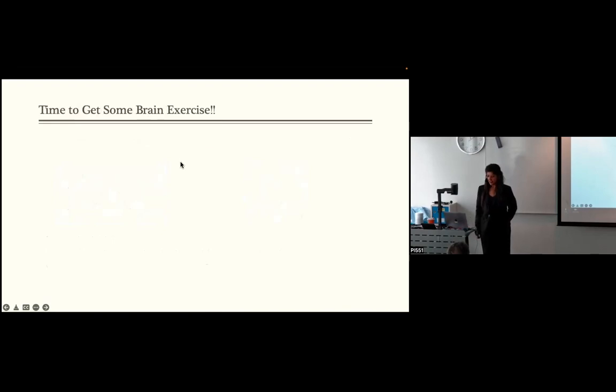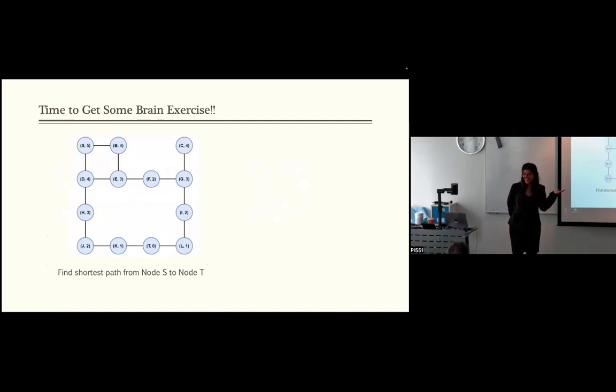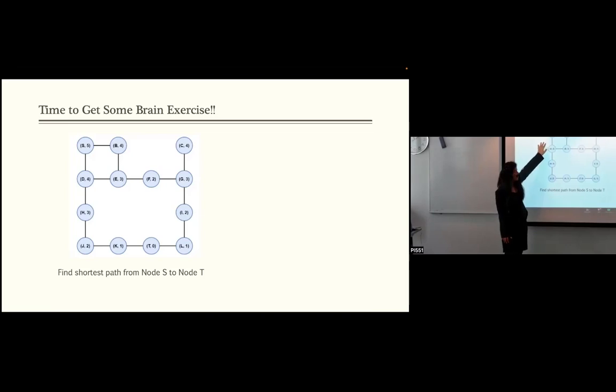So it's time to get some brain exercise again. So yes, here is a graph. Very straightforward, very simple, isn't it? Find the shortest path from node S to node T. You have to find the shortest minimum path from S to T. What would be the solution?